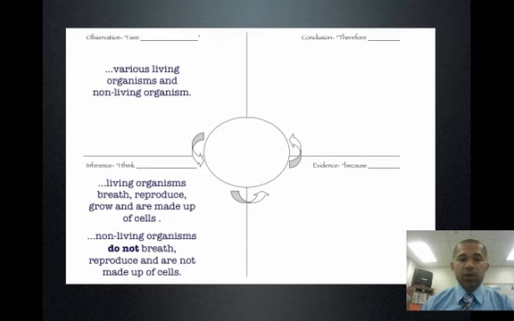So how do we plug this into our OIEC? Under inferences, I think living organisms breathe, reproduce, grow, and are made up of cells. And non-living organisms do not breathe, do not reproduce, and are not made up of cells. So let's continue.